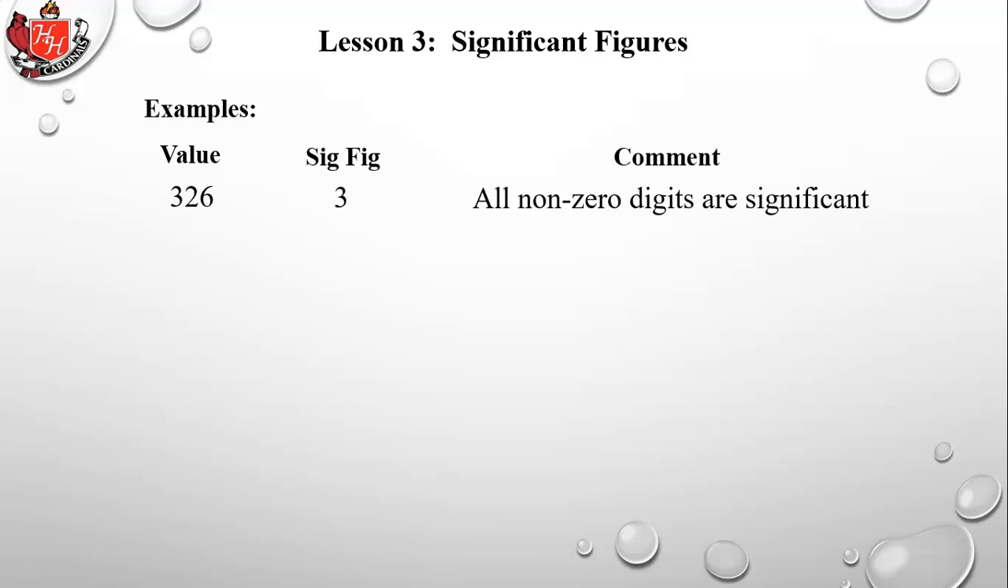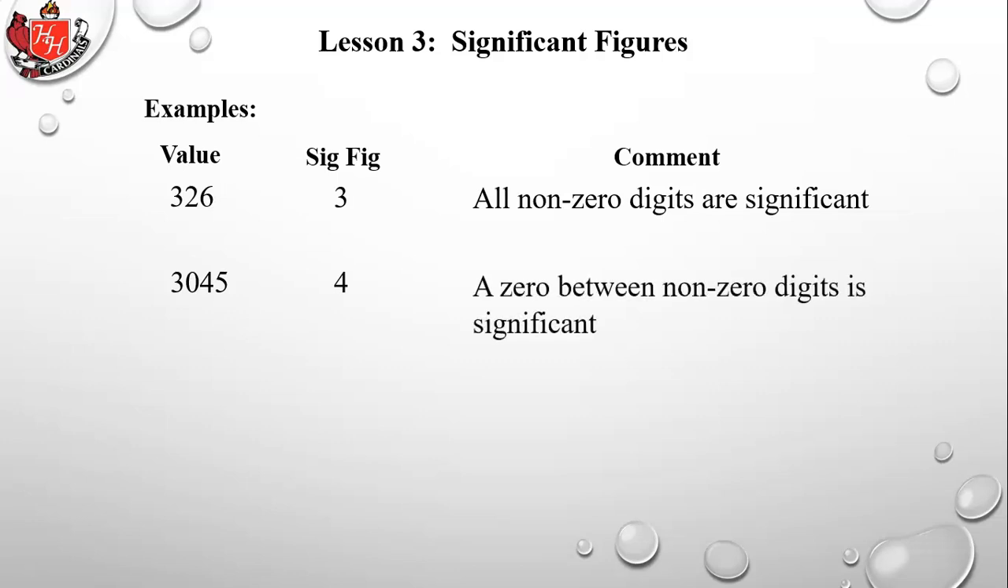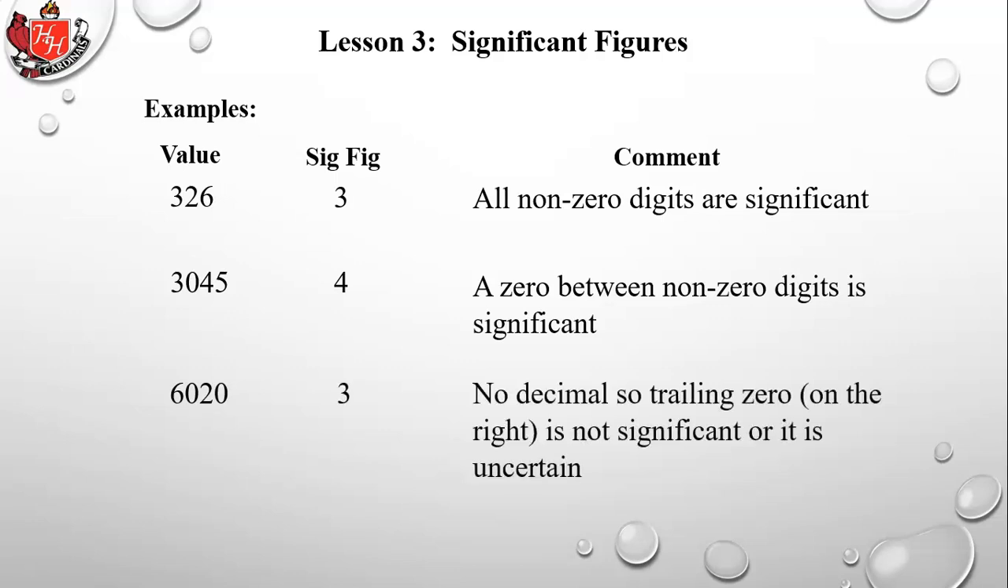So all 3 of those digits would be significant figures. So that would be 3. How about this? 3045. That's 4 significant figures. A zero between non-zero digits is always significant. How about this? 6020. That's 3 significant figures. No decimals, so the trailing 0 on the right is not significant or is uncertain.